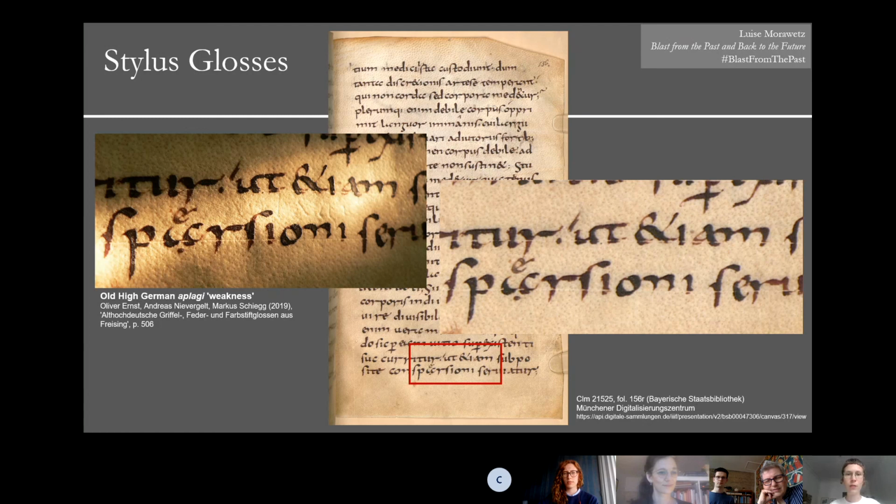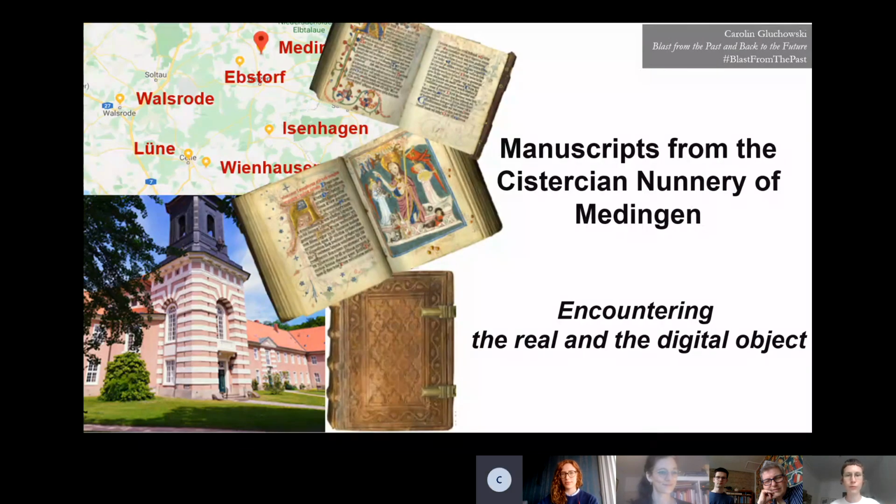With this, I'm handing over to Carolin, who is presenting a second case study based on her doctoral thesis, which she will start in October 2020 in Oxford. Thank you, Luise. As a second case study, I would like to present my work on the Medingen manuscript, now the subject of my dissertation.